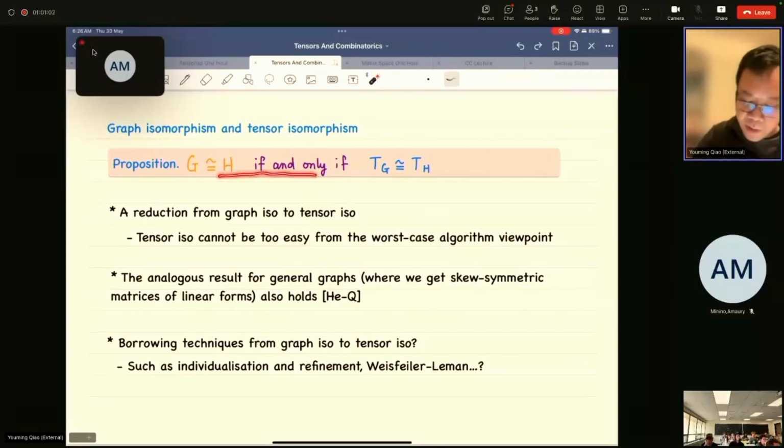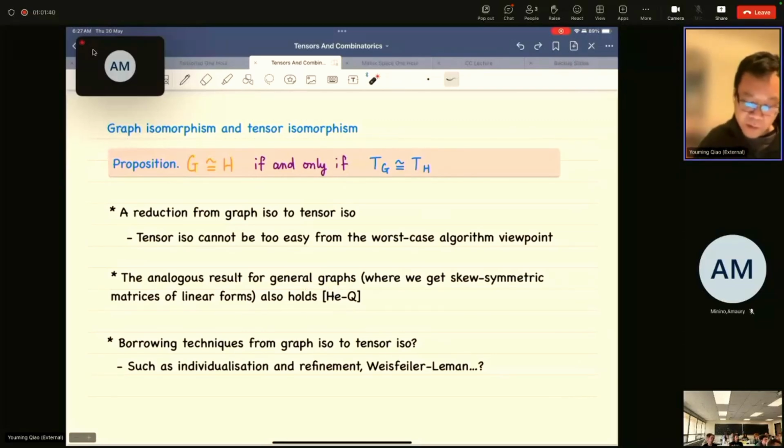This proposition was stated for the bipartite case. But for the general case, you will get something like skew-symmetric matrices of linear forms. And I just want to mention that the analogous result for general graphs actually also holds. It's another paper, this one. This proof is a little bit tricky, so I'm still trying to figure out why it's tricky in this case, but at least it should be true.